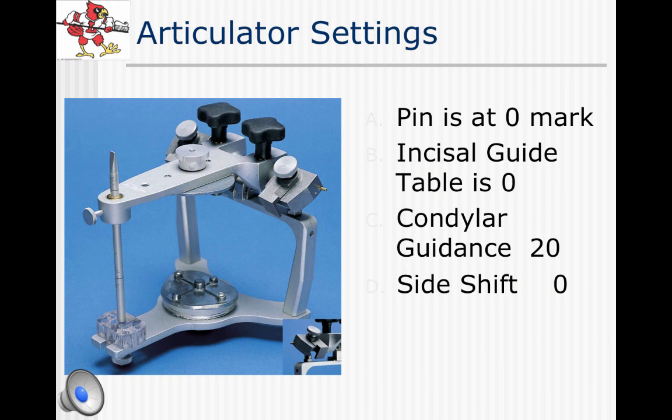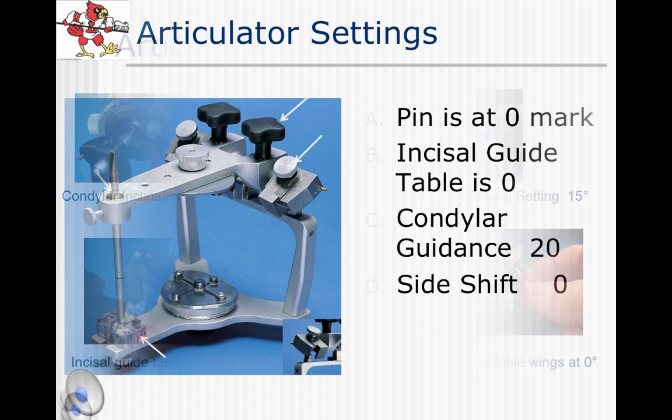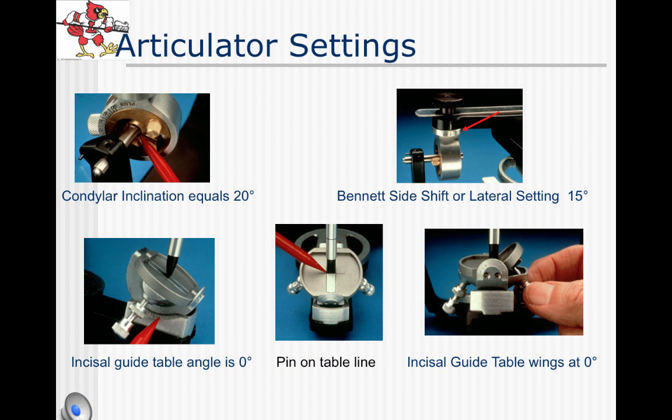The pin on the articulator should be inserted to the point where the dark line on the pin is level with the horizontal member of the articulator. This is the 0 point. The plastic incisal guide table is placed on the lower, which is automatically set at 0. The condylar guidance should be at 20 degrees, and the side shift should be set at 0. For setting flat plane occlusion, the articulator settings, if you're using a Hanau articulator, are shown on this particular slide.